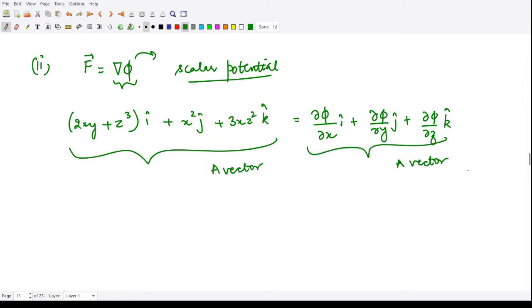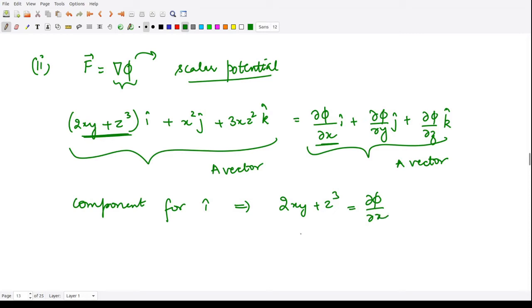And these two vectors, they are equal. So that means the component for i cap is equal. So from here you have 2xy plus z cube, this is equal to del phi by del x. And the component of j cap is again equal. So for j cap we have x square is equal to del phi by del y, and for k cap similarly we have this thing is equal to this thing.